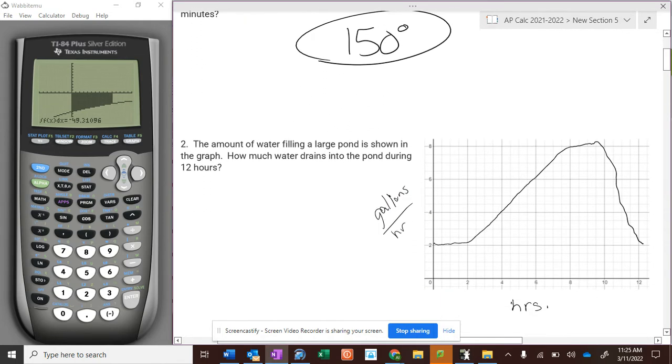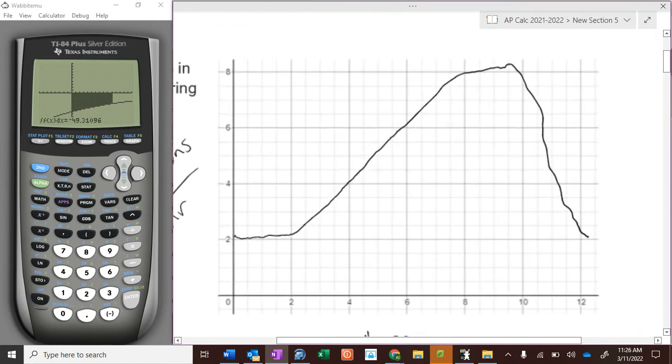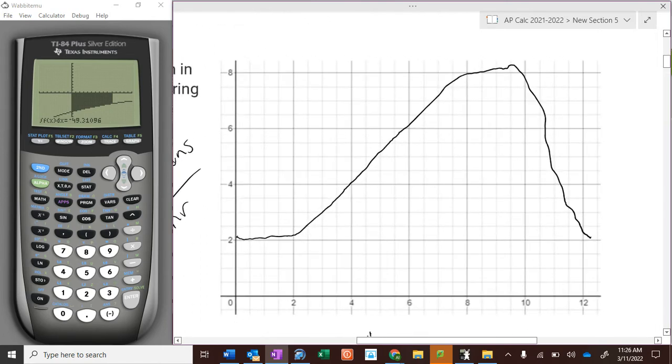Okay. The amount of water filling a large pond is shown in this graph. How much water drains into the pond during 12 hours? All right. So let's zoom in on the graph because Liv can't see anything. Okay. All right. So we're rounding on this. We're getting a general ballpark number.